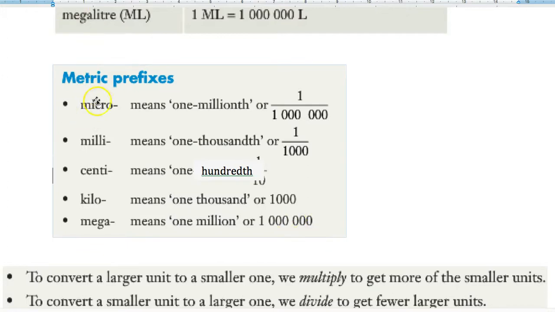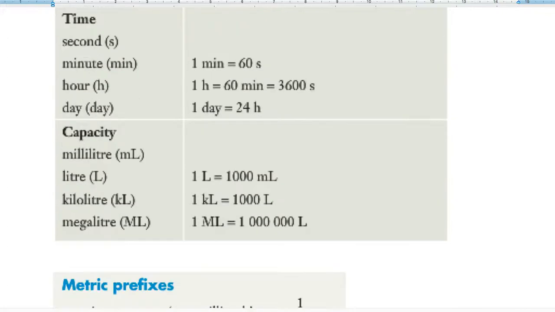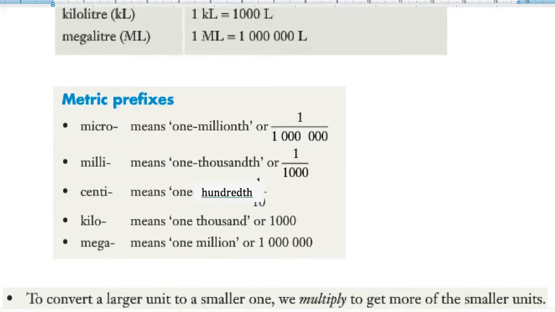So don't get confused between micro and mega. Mega's sort of like the opposite. Micro is 1 millionth, but mega is 1 million. So a megalitre is a million litres. Okay, so let's just go back up. Now that you sort of know what those prefixes are, they are always the same, no matter whether you're talking length, mass, volume, capacity, it doesn't matter.